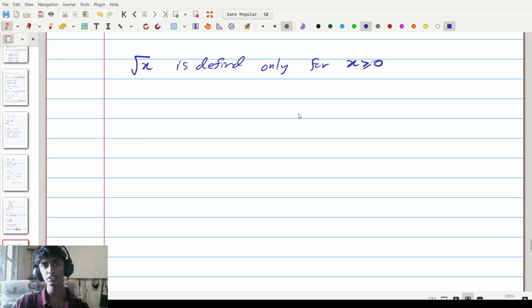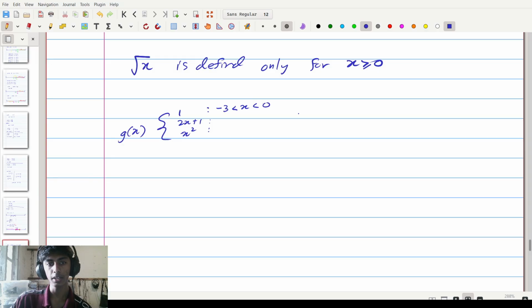Similarly, we can have other functions which are not defined for certain values. Let's say g(x), which is 1, 2x plus 1, and x squared. It is 1 for any x between negative 3 and 0, let's say, just some random range. It is also 2x plus 1 for x's between 1 and 2 inclusive, and it is x squared for x's greater than 2. So we have this.